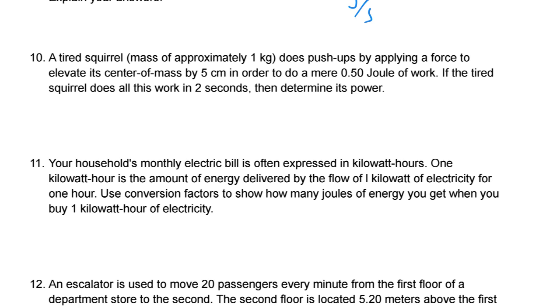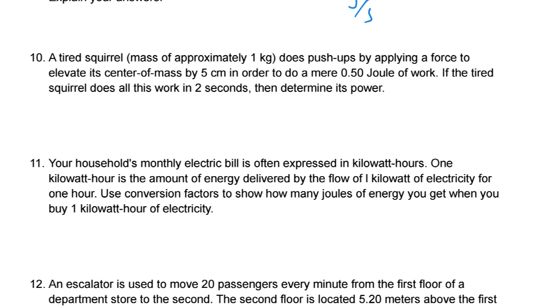All right, number 10. A squirrel of 1 kilogram does push-ups by applying force to elevate its center of mass by 5 centimeters in order to do a mere 0.5 joules of work. We could prove that it's 0.5 by just multiplying force times distance here. Force is in newtons. We'd have to multiply the weight by gravity. If the tired squirrel does all this work in 2 seconds, then determine the power.